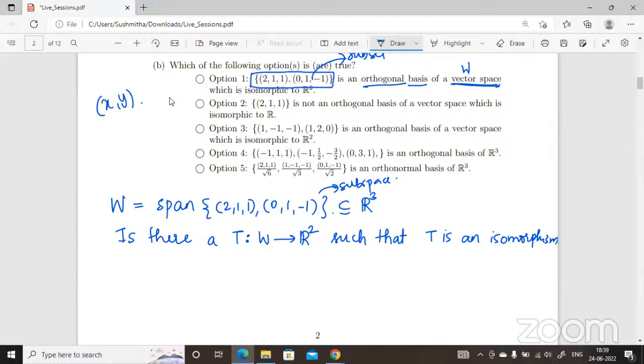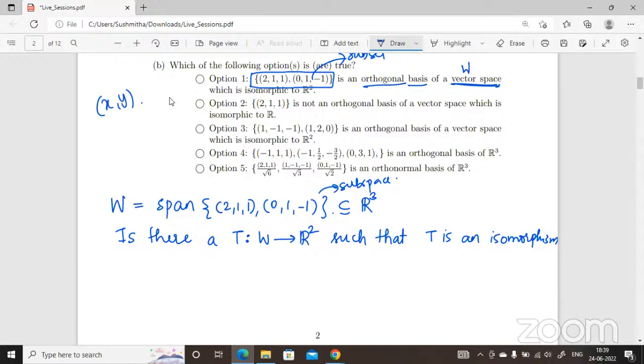But nullity of what? We haven't even defined the transformation, no? Ma'am, we are defining it here. There is a transformation from W to R squared? Is there? If we assume that there is, then we can say that. Then fine. Okay. Yes, ma'am.